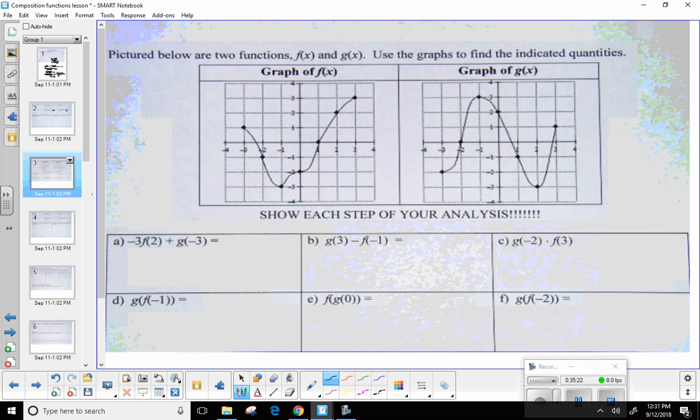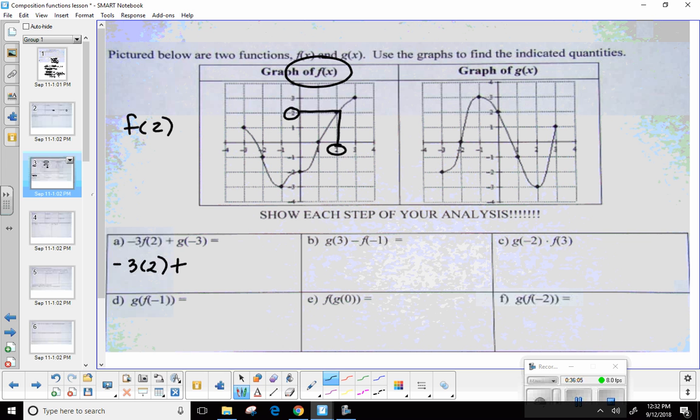So let's try a couple of these first without compositions. A is negative 3 times f of 2 plus g of negative 3. You'll notice you've got two functions, f and g. You want to make sure you're in the correct graph, because if you're in the wrong graph, you're most likely going to get the wrong answer. So let's look at f of 2. I definitely want to be in graph f. Here's 2 right here. From here, would I go up or down? Up, because the graph is above it, right? As soon as I hit the graph, I want to go over to the y-axis and see what point corresponds to that. So what is f of 2? 2. So this is negative 3 times 2 plus.